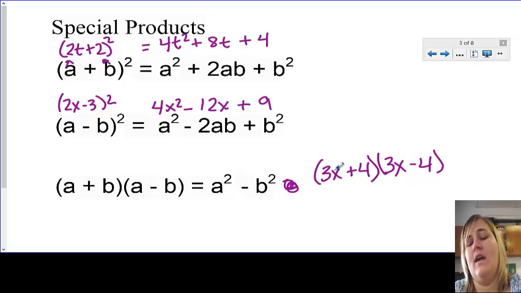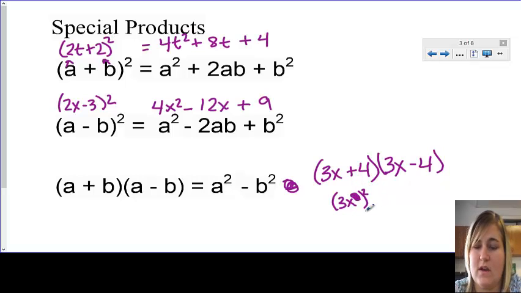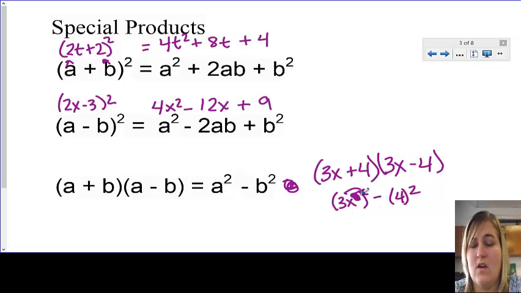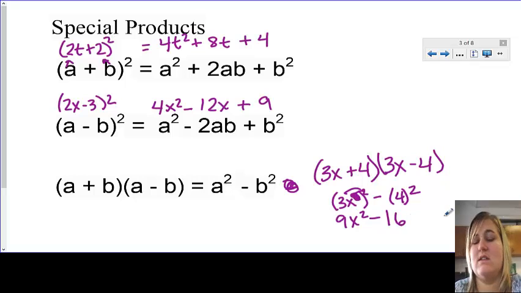and then I have 3x, and I'm going to square it for my a, so 3x squared, I'll write that here. Whoops, I put that the wrong way. I don't want the square there. I want the square here. 3x squared minus b, which is 4, squared. So 3x squared, I can take that 2 to everything. So 3 squared is 9, x squared is x squared, minus 4 squared, which is 16.